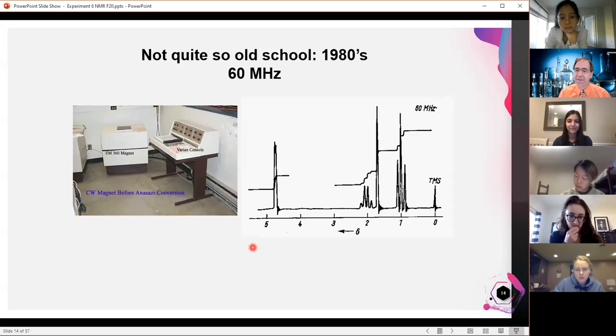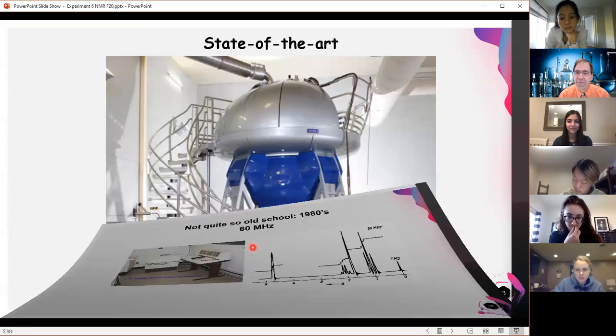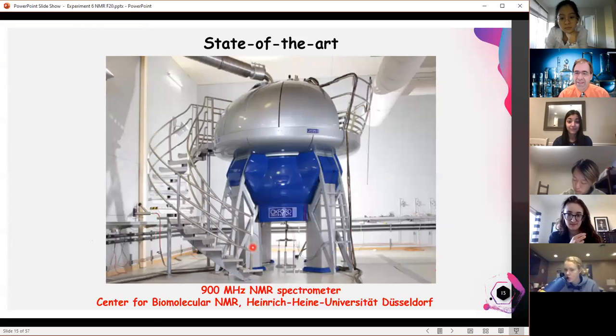We've gotten a little better. This is what they can look like now. I love this. I don't know who designed this, but some sort of product engineer said, let's just make it look like a rocket ship or something. This is a 900 megahertz spectra, or NMR. We have gigahertz ones. They exist.